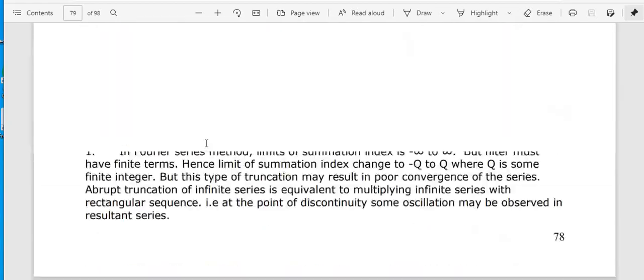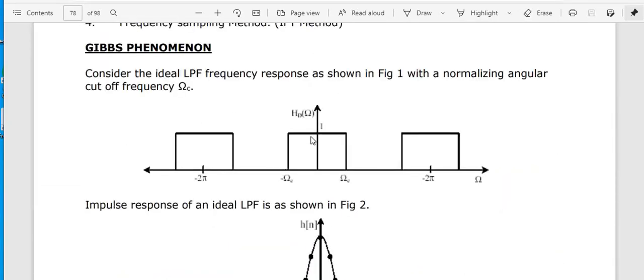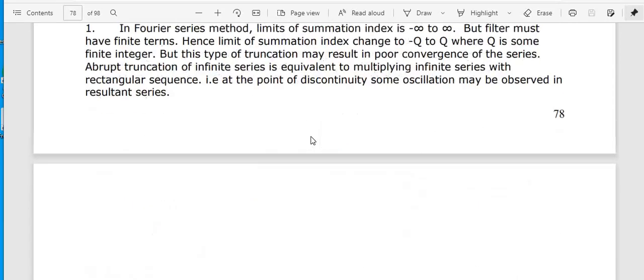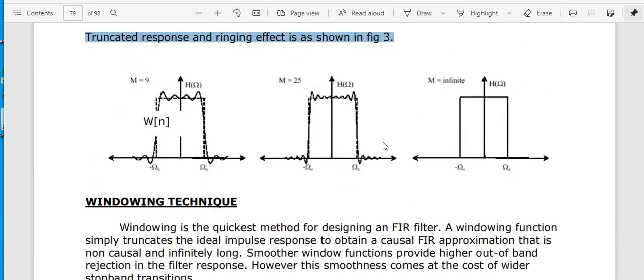What is the Gibbs phenomenon? I am considering the example of a low pass filter. Its impulse response, if you want to see the oscillation or ringing of that at the band edge of the filter, these are the responses. So M is what? Finite, no? Because by the name itself, it is used for finite impulse response. For that particular reason, we are saying it is a finite type of filter. Clear? We have to take that into consideration whenever we try to design that filter.